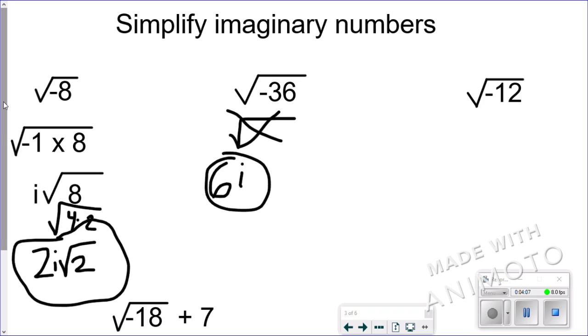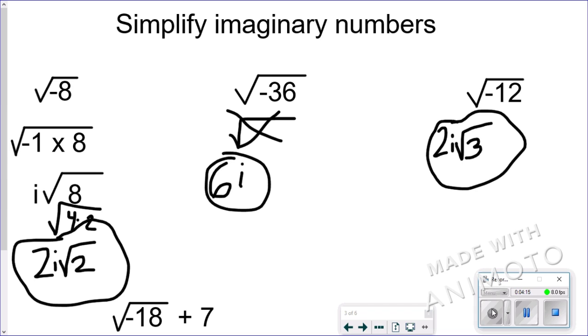I'm going to let you do the square root of -12, so why don't you go ahead, pause the video, and do that. And with that, you should get 2i square root of 3, because you take the negative out, take the i out, and you'll have i square root of 12. Square root of 12 can get broken down to 4 times 3. Square root of 4 is 2. So 2i square root of 3.